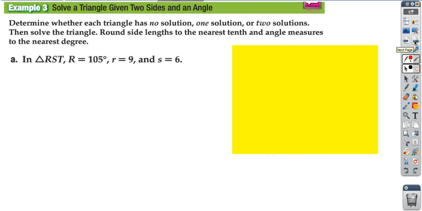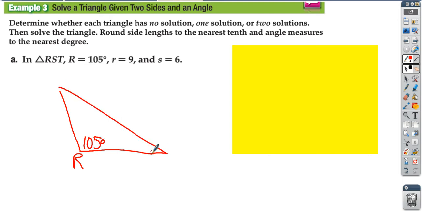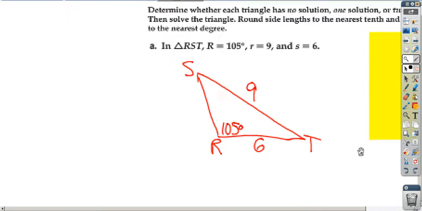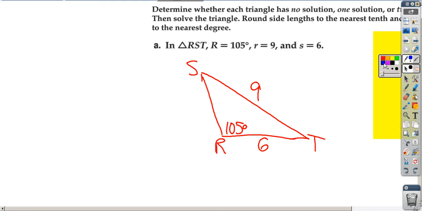So the first case is this right here. It says in triangle RST, we'll try to draw this. Angle R equals 105, so that's a little bit bigger than a right angle. So this is 105 degrees. And then it says side r is 9, side s is equal to 6, and side t we don't know. It says we want to determine whether it has no solution, one solution, or two solutions. There are formulas you can memorize, but I recommend actually trying to solve this. So let's see if we can do that right now.